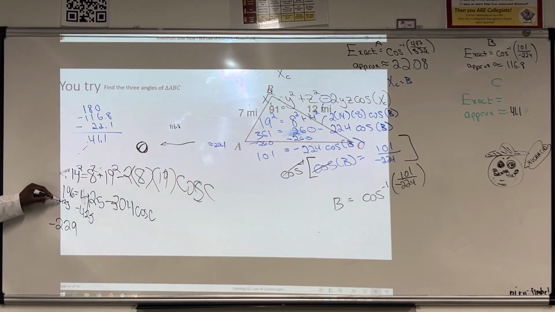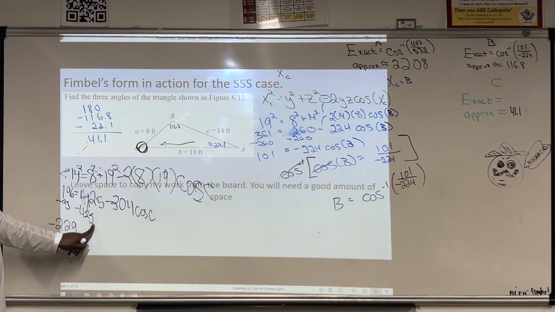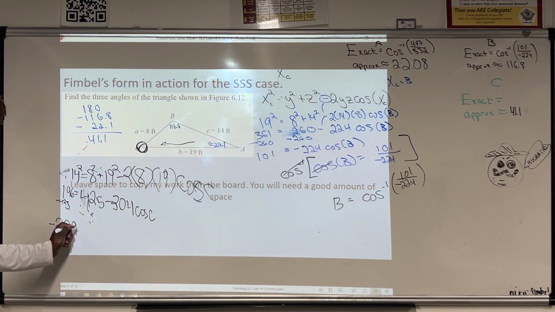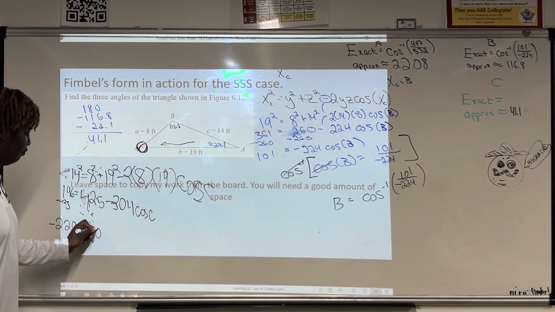We subtract 425 from 196, and it gives us 225. Or my bad, I'm so sorry. It gives us negative 225. And then negative 3 over 4.